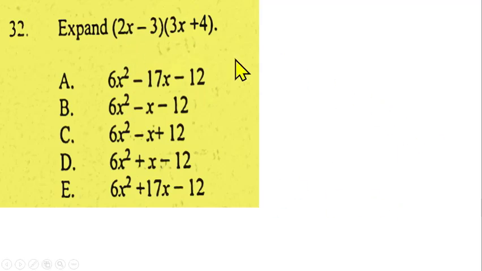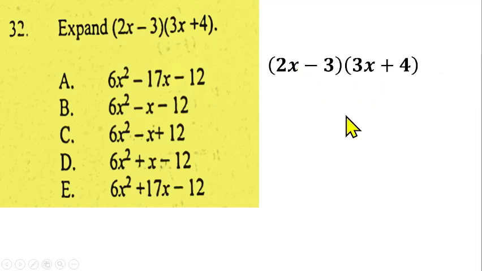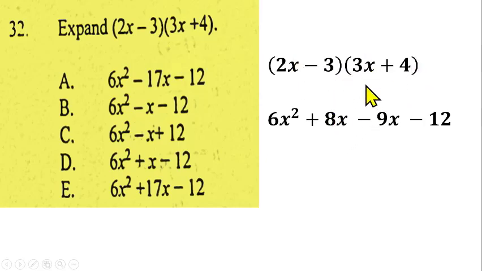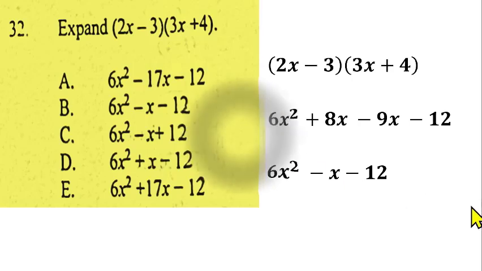Question number 32, still on quadratic. You have to expand these two brackets. At least that is very simple. 2x will multiply 3x, that gives us 6x squared. Then 2x will multiply 4, that gives us 8x. Minus 3 will multiply 3x, that gives us minus 9x. Then minus 3 will multiply 4, that gives us minus 12. Simplify this: 6x squared, 8x minus 9x gives us minus x, minus 12, which is the quadratic expression you get after you multiply this out. So that will make option B the right answer for question number 32.